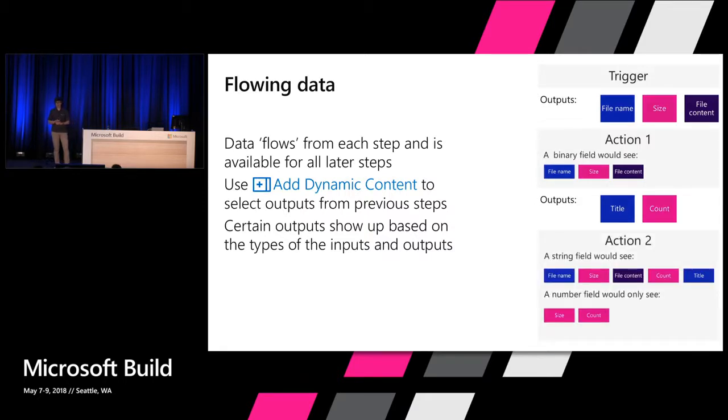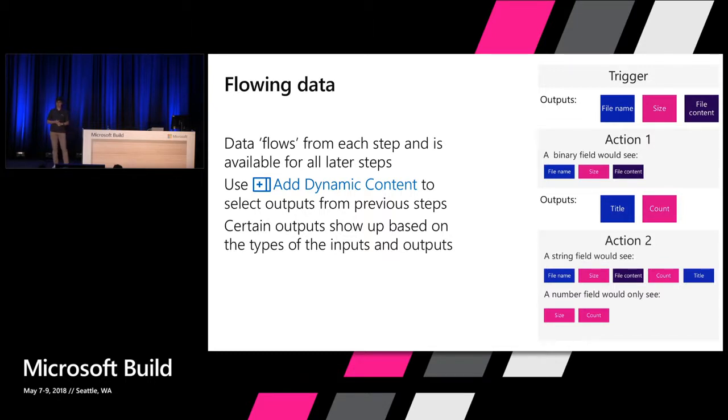If I then add a third step, another action onto the flow, I can now use any of the data from both the trigger and the action above it. So inside a flow, you can continue to use any data that's from anywhere else above you inside the flow.